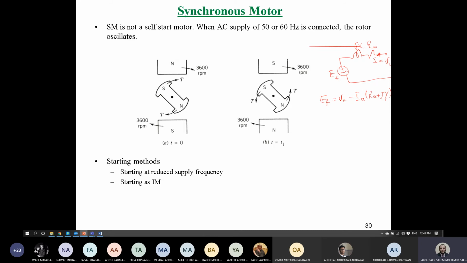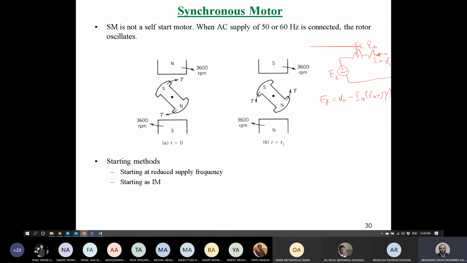For synchronous motor, the machine is not a self-starting motor. What's the meaning of self-starting? For a DC motor, when you connect the supply to the motor, it will start rotation, it will move. However, the synchronous motor itself is not a self-start motor. Three-phase induction motor is a self-start motor. Single-phase induction motor is not a self-start motor. We need something also to make starting for single-phase induction. Similarly, synchronous motor is not a self-start.